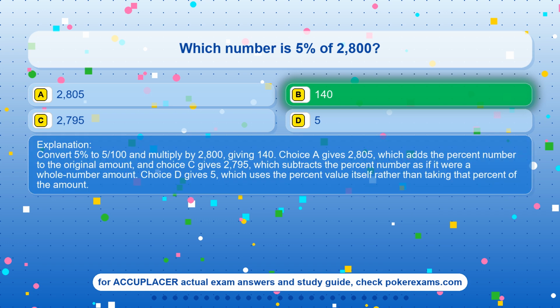Convert 5% to 5/100 and multiply by 2,800, giving 140. Choice A gives 2,805, which adds the percent number to the original amount, and choice C gives 2,795, which subtracts the percent number as if it were a whole number amount. Choice D gives 5, which uses the percent value itself rather than taking that percent of the amount.